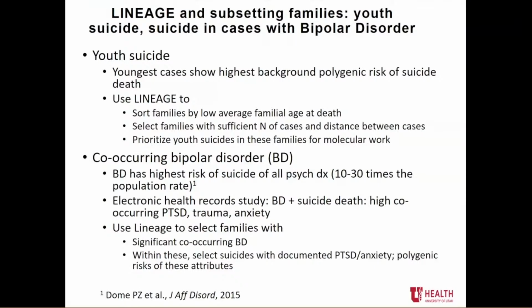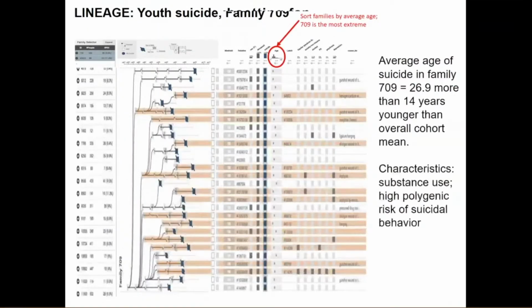We have done some epidemiological and clinical studies that suggest to us that bipolar disorder plus trauma plus post-traumatic stress disorder diagnosis plus anxiety diagnoses are potentially a very high interest genetic risk group. So then we can use lineage to go through and select families with constellations of these particular diagnoses. This is incredibly cumbersome to do without the visualization tool. So we've really appreciated having this for prioritizing.